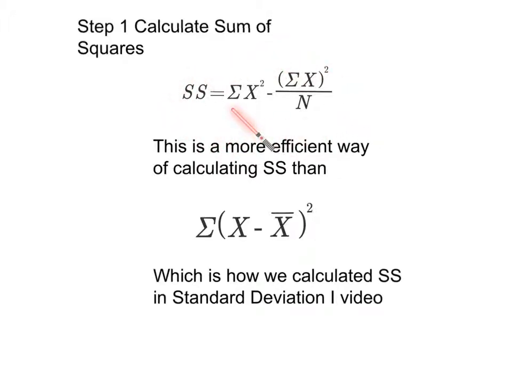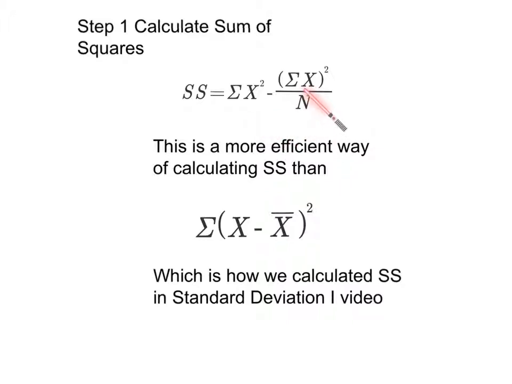To execute this formula, we're going to square every x value that we have, and then we're going to add them together. And that's the sum of the squared x values right there. Okay, to the right of the minus sign, we're going to sum all of our original x values, so we're just going to add them all up, and then we're going to square that sum, and then we're going to divide by n. Okay, so square the x values and add them up.